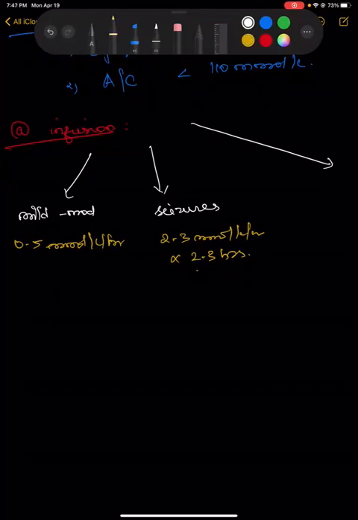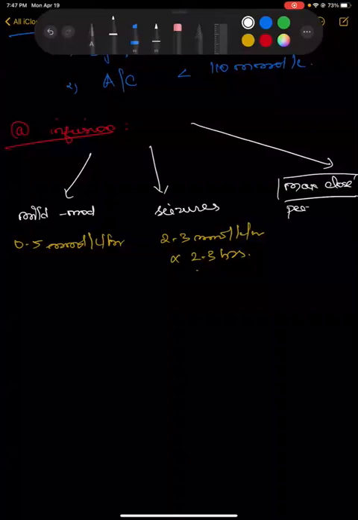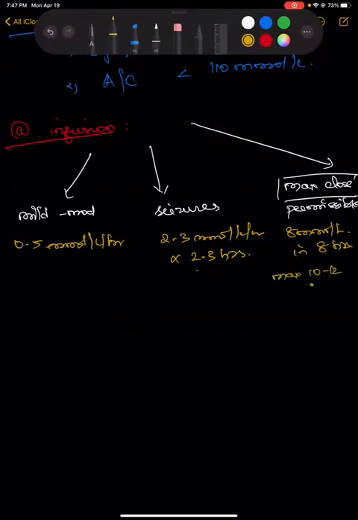And then the maximum dose, how much you can give. Maximum permissible dosage would be 8 millimoles per liter in 8 hours, and up to a maximum of 10 to 12 millimoles per liter can be given in 24 hours. So this is the rate at which the correction should be given.